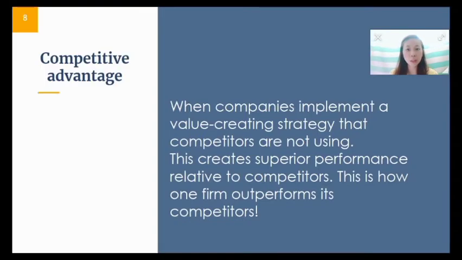Competitive advantage happens when companies implement a value-creating strategy that competitors are not using. This can provide superior performance relative to other competitors in the exact same industry. That is the essence of competitive advantage and the goal of RBV logic.